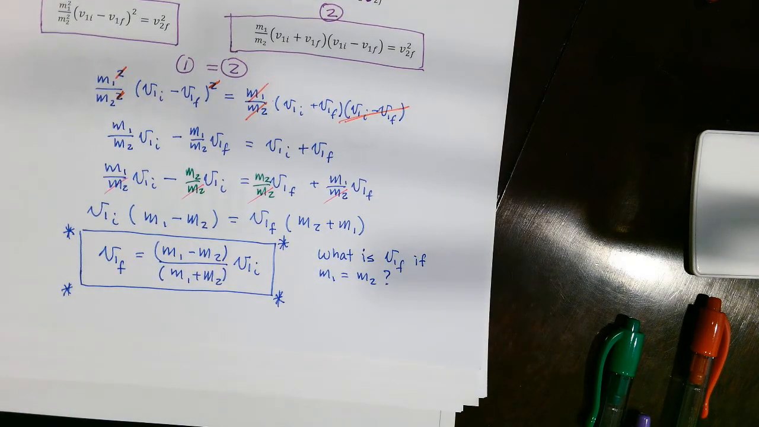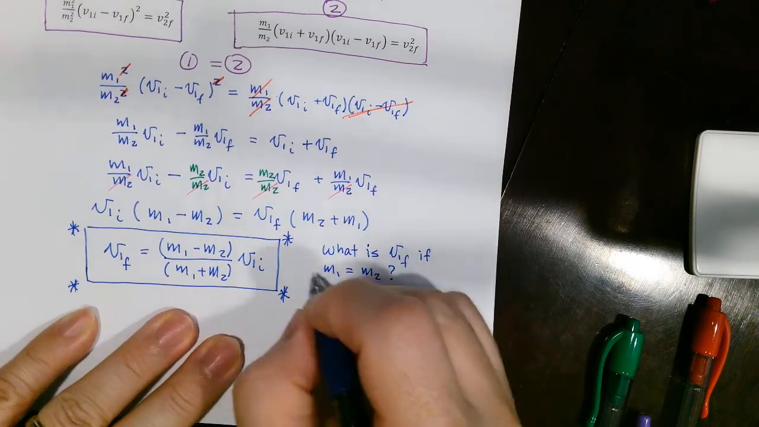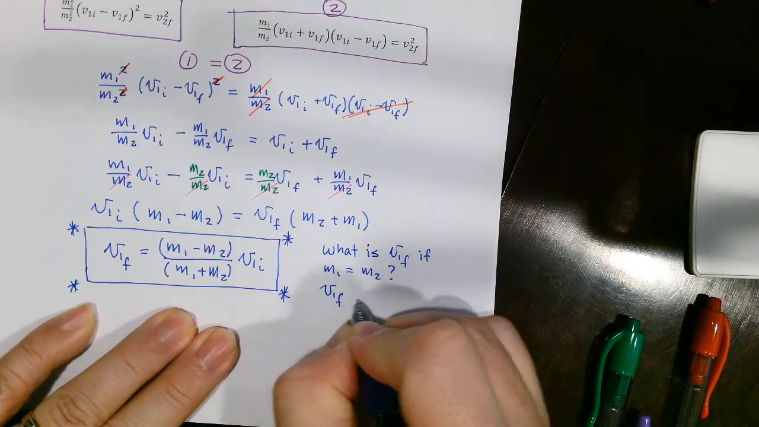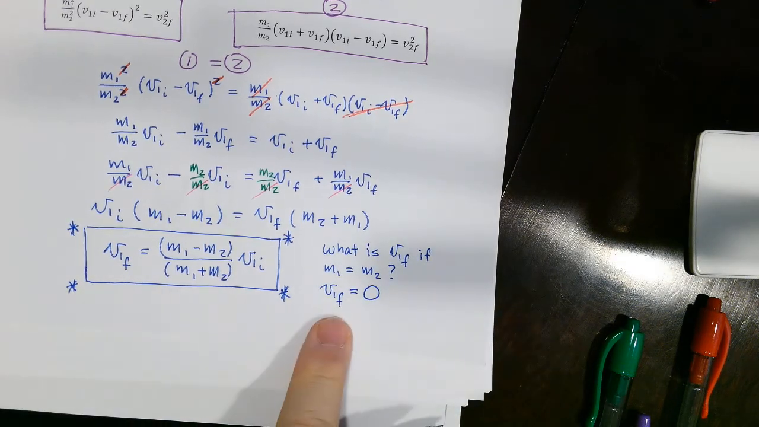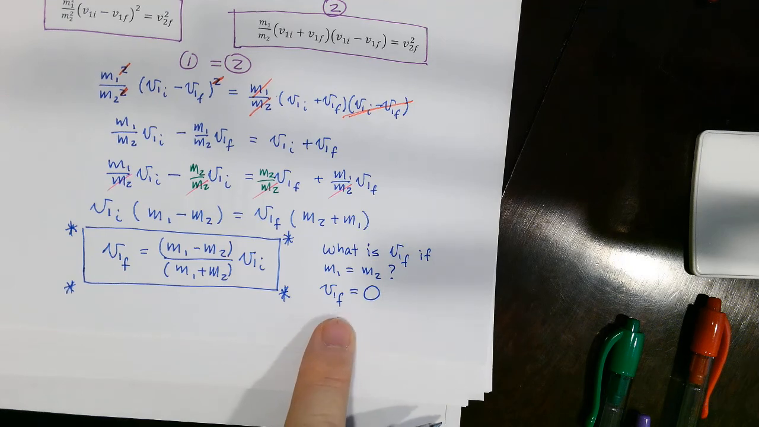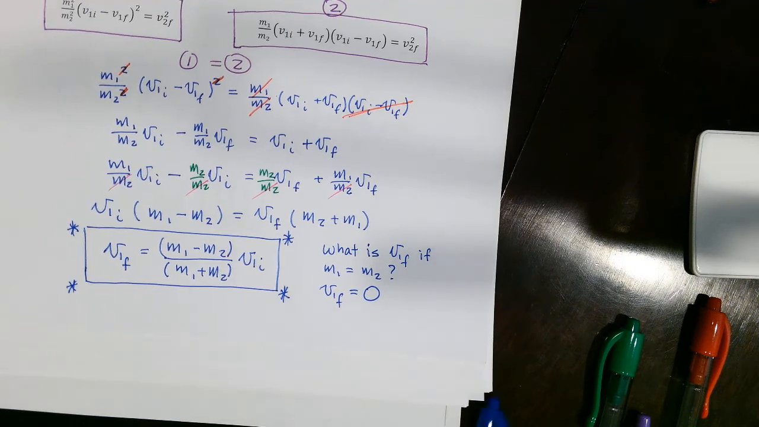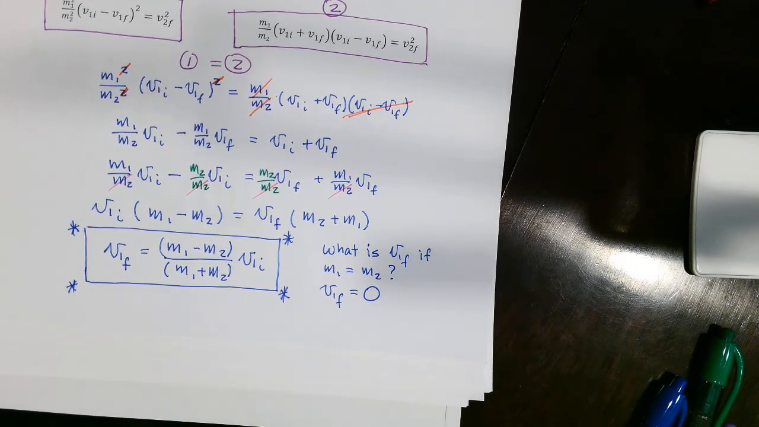Come on, somebody answer. It'll just be 0. Yes, it'll be 0, right? V1 final will be 0. That means it's going to come to a stop after the collision. Okay? It will come to a stop after the collision. All right.